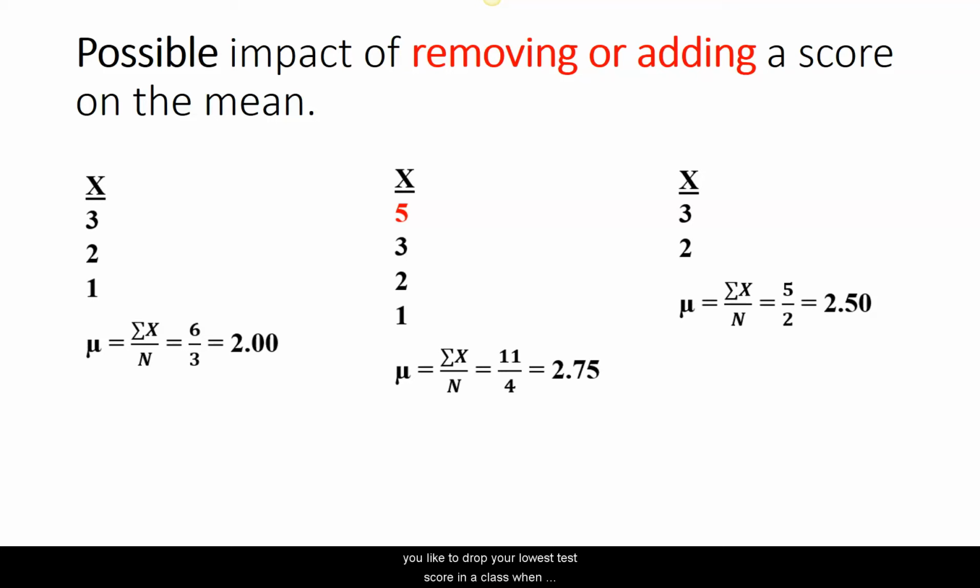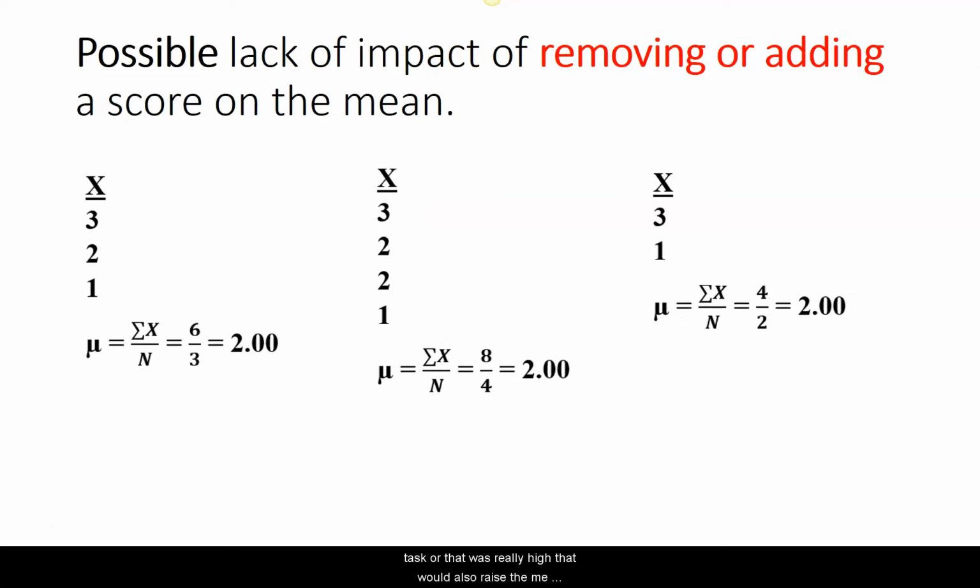Wouldn't you like to drop your lowest test score in a class? Wouldn't that have the effect of raising your mean? Of course it would. Conversely, as I look at the middle, wouldn't I like to add a test score that was really high? That would also raise the mean, of course. Another possible situation is it has no impact. And here's where it says possible lack of impact of removing or adding a score on the mean.